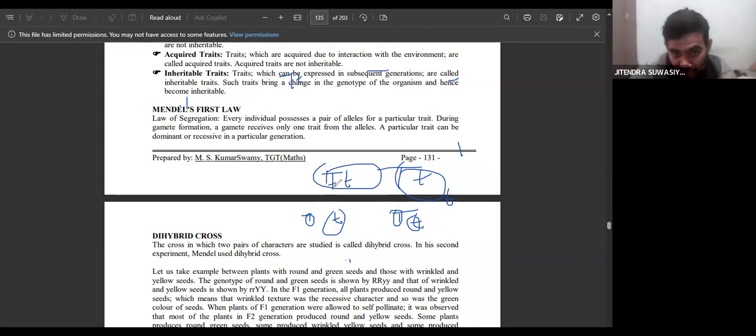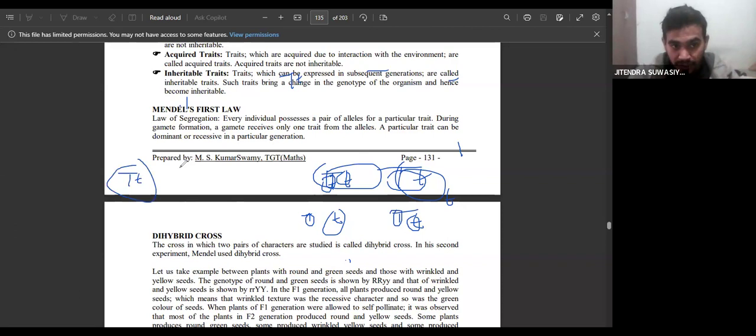See what happened? The alleles were present in a pair, but after the crossing, 50% of this material and 50% of this material got transferred, and that was selfing. That was producing other individuals. For example, if the capital T. So this is how every individual possesses a pair of alleles. Every individual has a pair of alleles, like they have homozygous, they have a pair.